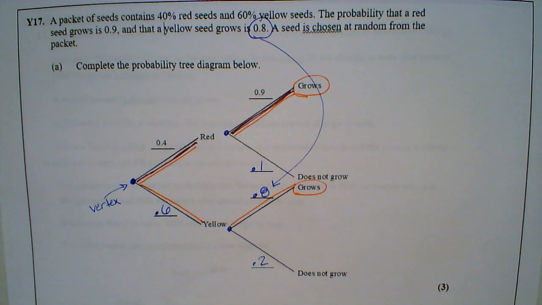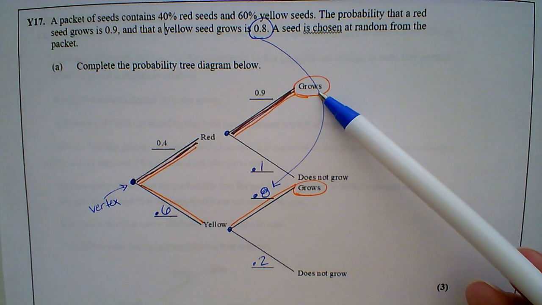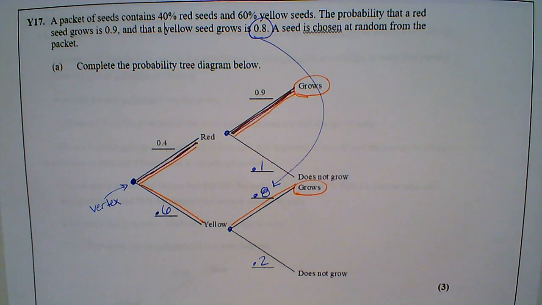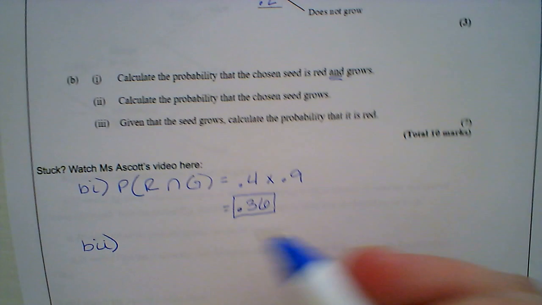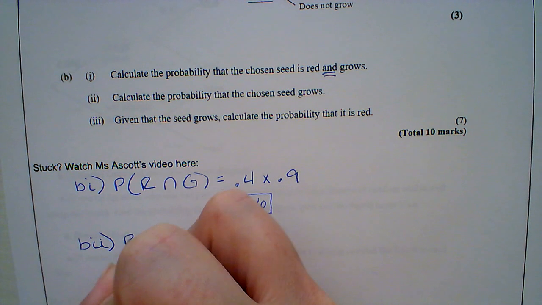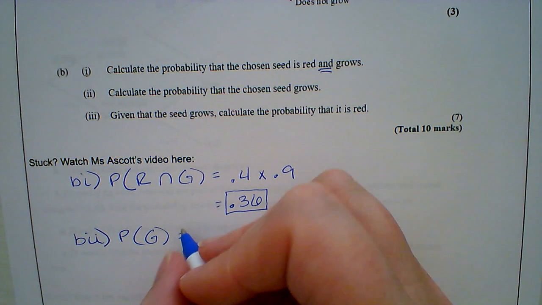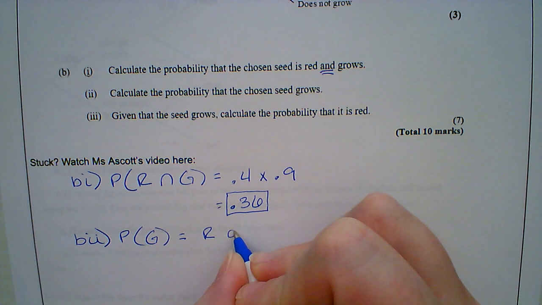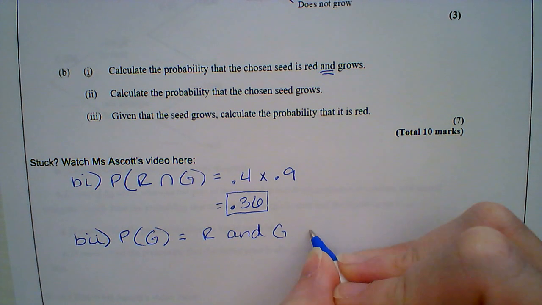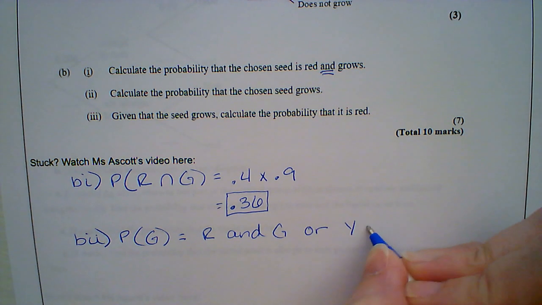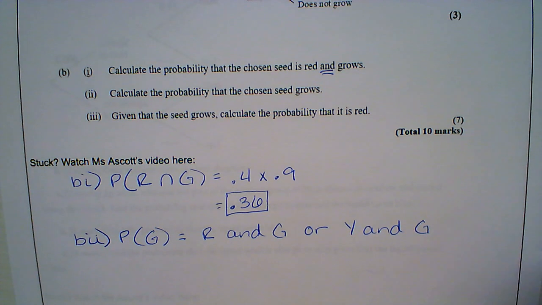That's all I want. Well, okay, I can have a red seed that grows, or I can have a yellow seed that grows. So, if I want to know the probability that a seed grows, well, what does this mean? This means I can have red and grows, or I can have yellow and grows.